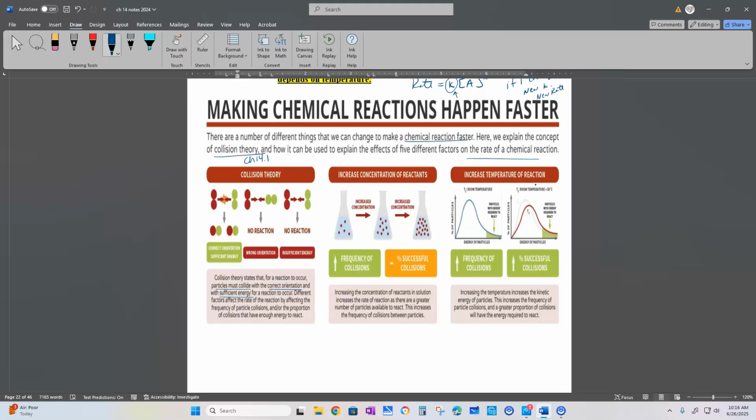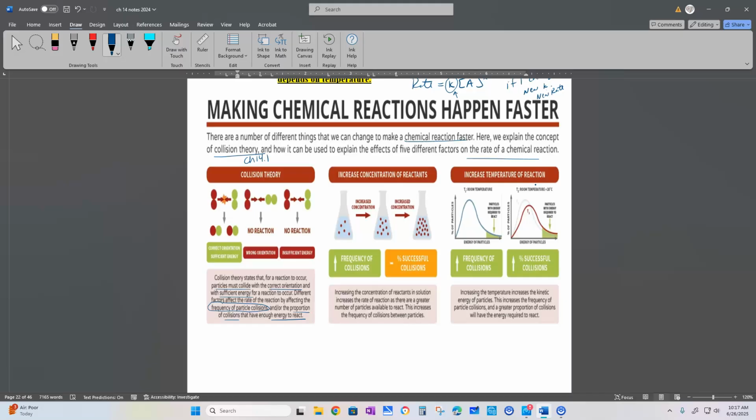Different factors affect the rate of reaction by affecting the frequency of collisions and the proportion of collisions that have enough energy. So what happens with orientation is that you have to make sure the molecules line up in a certain way. Now remember, we can't see this stuff. Microscopically, we're assuming that they are lining up in the correct orientation.